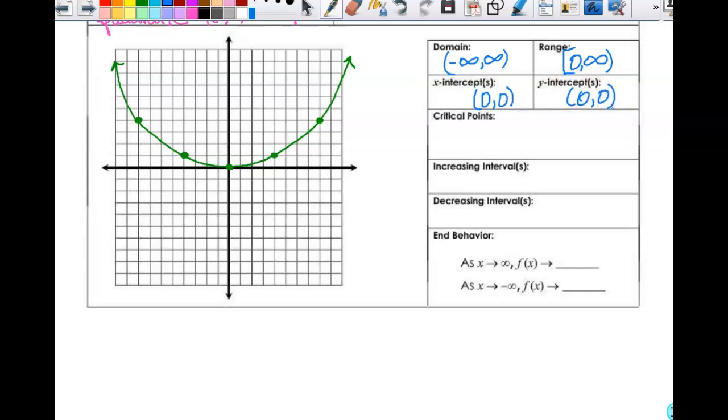Do I have any critical points? Yes, I have an absolute minimum at 0, 0. And I am increasing from 0 to infinity and decreasing from infinity to 0.